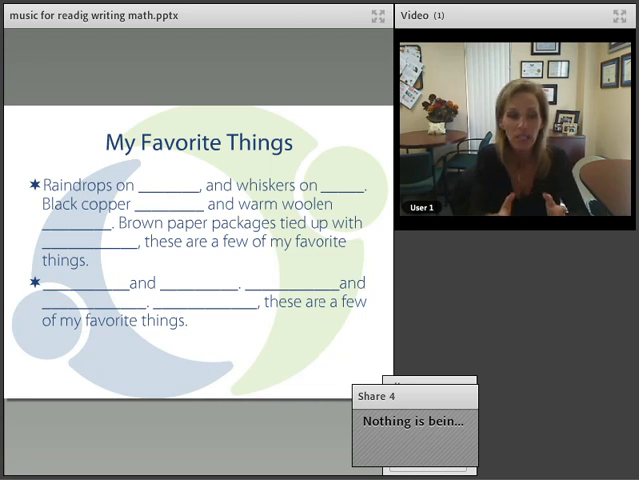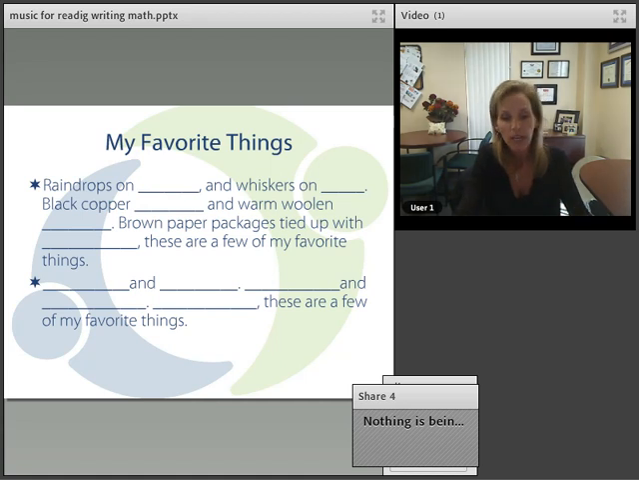So now you can leave it blank, where the student is going to fill in the blanks with their own ideas. Or for a student that really is at a higher level of expressive writing, they can actually rewrite the whole thing. So blank and blank and blank and blank, these are a few of my favorite things. So you can modify it to the level of the child's ability.